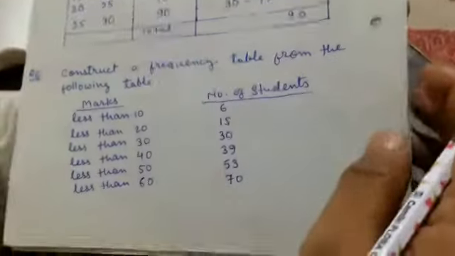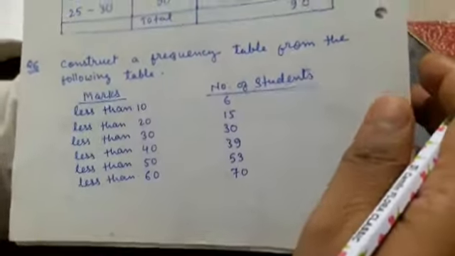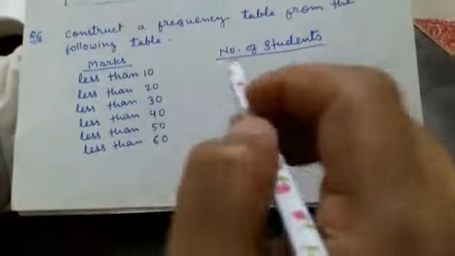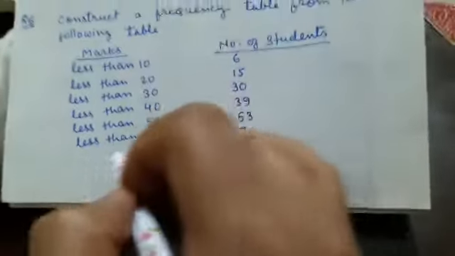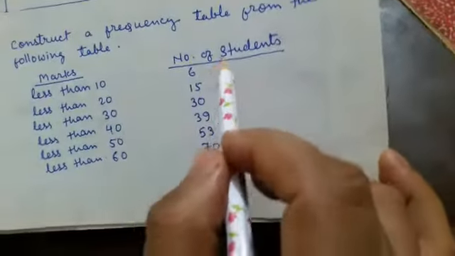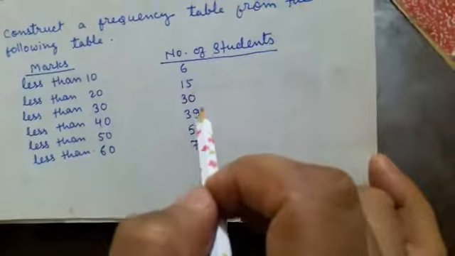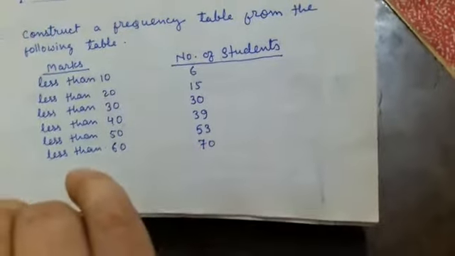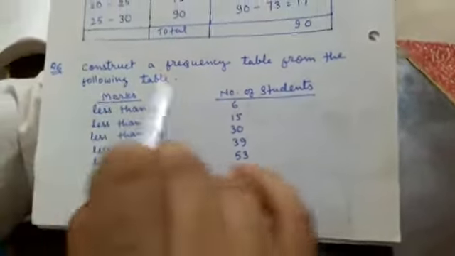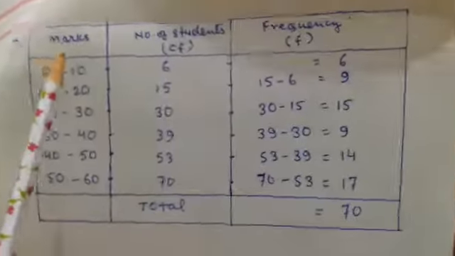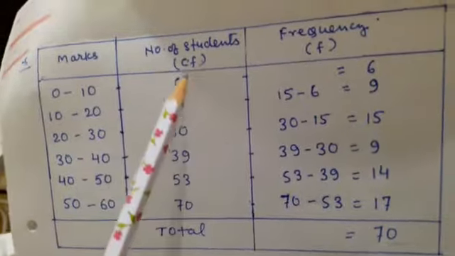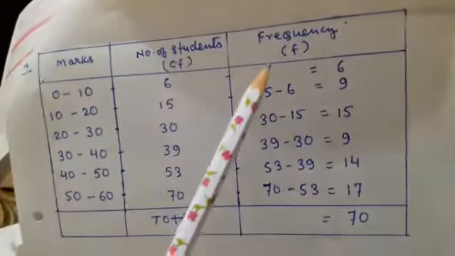The next question is, construct a frequency table from the following table. This table is given to you: less than 10, less than 20, less than 30, less than 40, less than 50, less than 60. And the number of students, meaning frequency, is also given: 6, 15, 30, 39, 53, 70. Dear students, remember one thing, if a less than or more than type question comes, then this frequency will be considered as cumulative frequency. Now again we will make 3 columns here: marks, number of students, it means cumulative frequency is already given in the question.